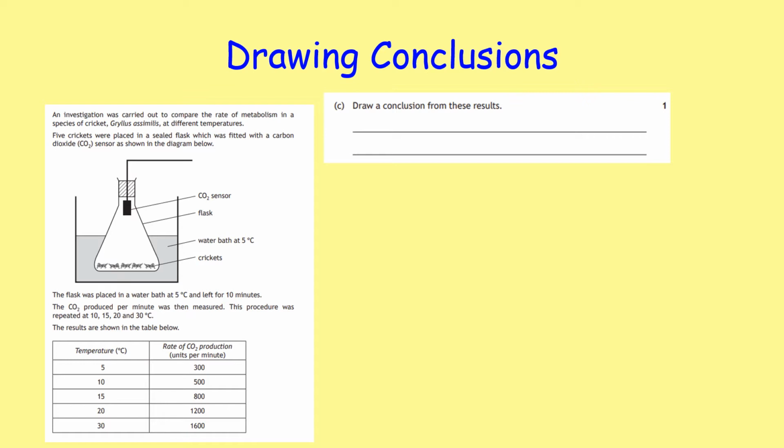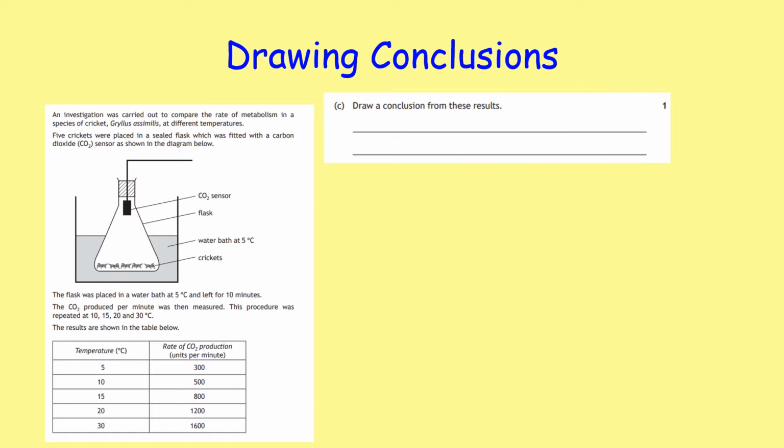So we've got here an investigation was carried out to compare the rate of metabolism in a species of cricket at different temperatures. 5 crickets were placed in a sealed flask which was fitted with a carbon dioxide sensor as shown in the diagram below. The flask was placed in a water bath at 5 degrees C and left for 10 minutes. The carbon dioxide produced per minute was then measured. This procedure was repeated at 10, 15, 20 and 30 degrees C. The results are shown in the table below. And you've been asked to draw a conclusion from these results.